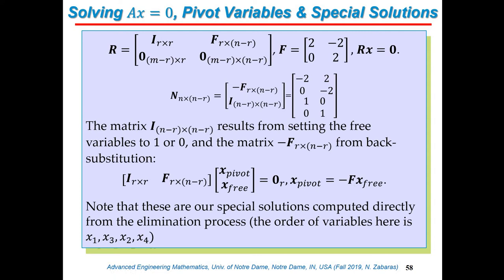Okay? The nice thing is this matrix F came directly in this row-reduced echelon form. So by just changing the signs, we can immediately write the special solutions to the null space directly. Effectively, we have done all the elimination steps needed that allow us to do this directly without any extra effort.